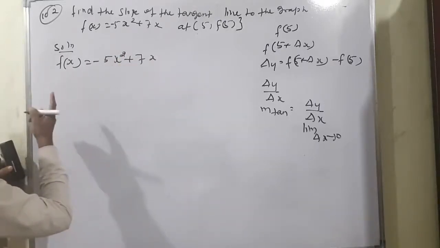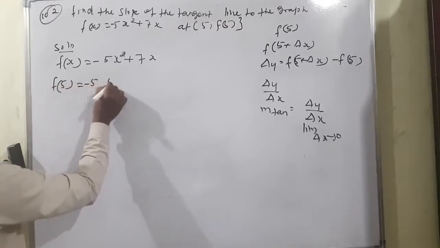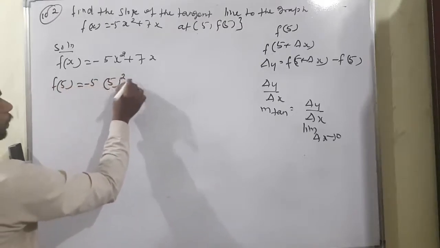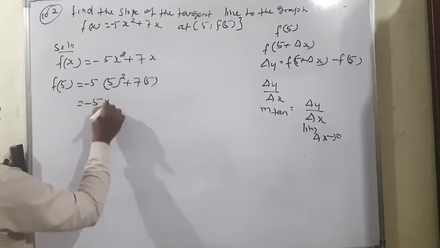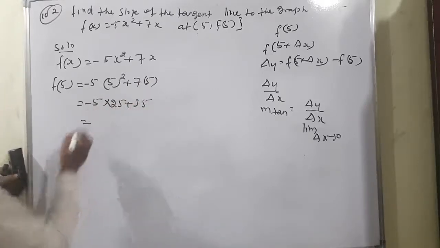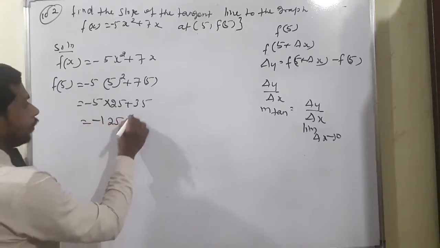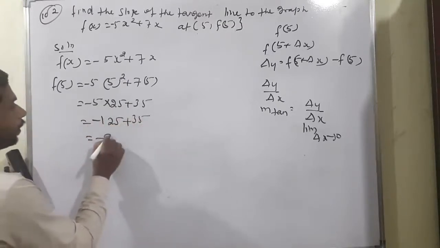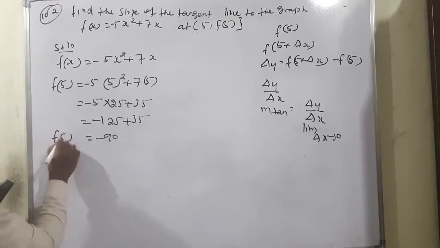Therefore, first we can apply f of 5. What will happen? Minus 5 into 5 the whole square plus 7 into 5. Again minus 5. 5 square means 25. 7 5s are 35. Again 25 into 5, 125. So we can write it minus 125 plus 35. That is called minus 90. So next, this is called f of 5.